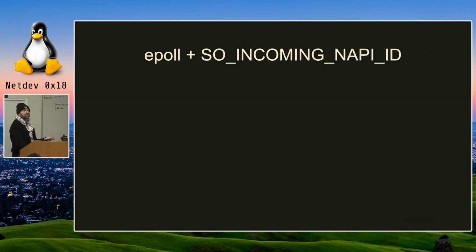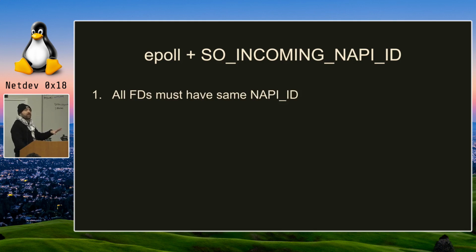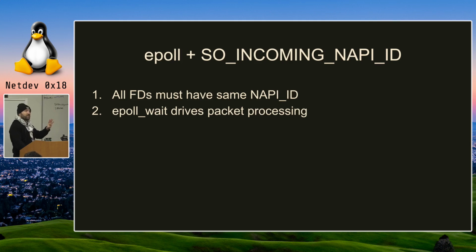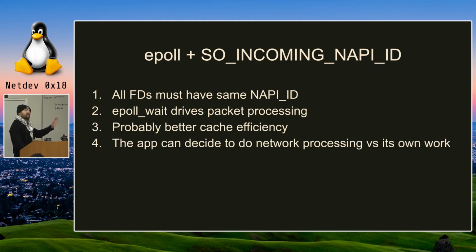I would summarize this as: if you use epoll with SO_INCOMING_NAPI_ID, with the system-wide busy poll thing set, all file descriptors must have the same NAPI ID. Epoll wait drives packet processing. Now, probably you'd get better cache efficiency. And the app can decide when to do network processing versus its own work.